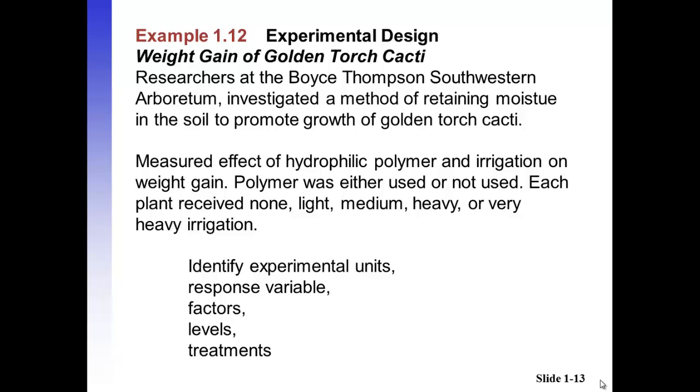Each plant then received either no irrigation, or light, medium, heavy, or very heavy levels of irrigation. Presumably, of course, under the presence of more irrigation, the benefit of the polymer would be relatively small. On the other hand, if the polymer did help to retain moisture in the soil, perhaps these plants could be grown effectively with lighter amounts of irrigation. So let's try to identify the experimental units, the response variable, the factors, the levels, and the treatments.